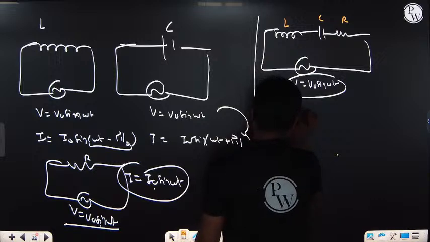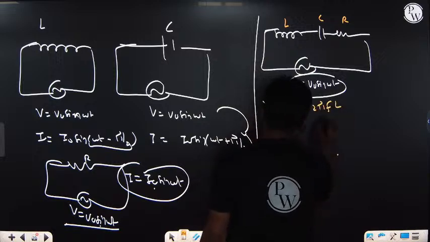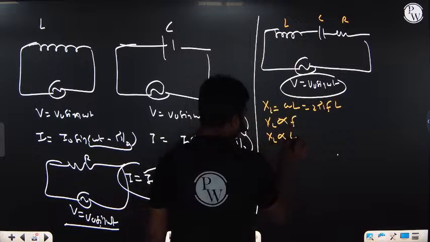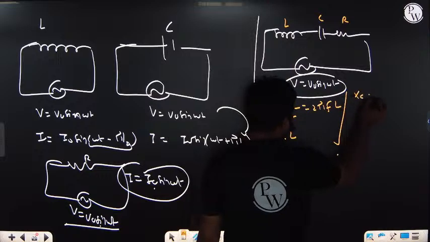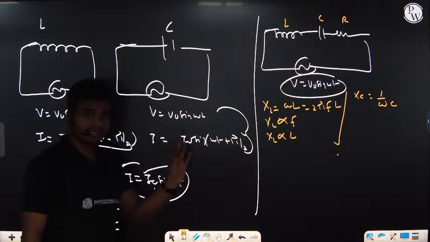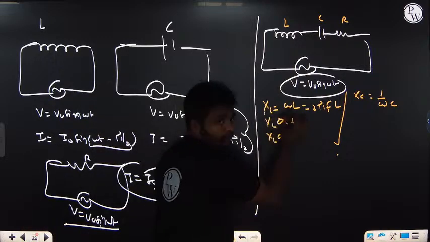What is ω? 2πf into L. So XL is proportional to frequency, and XL is proportional to inductance. Second, the XC value. What is XC? 1 by ωC. This is the capacitive reactance defined for the capacitor, and this is the inductive reactance defined for the inductor.